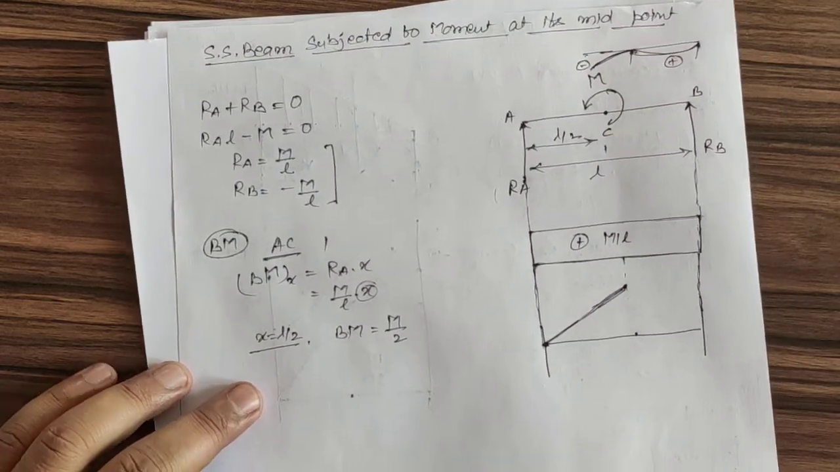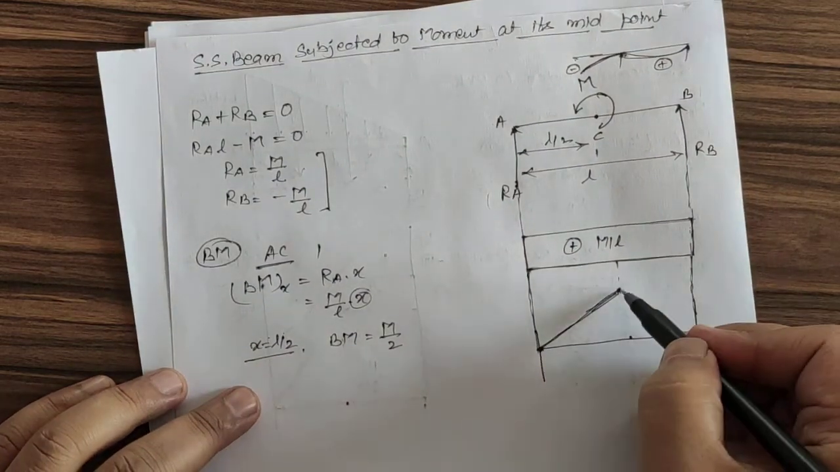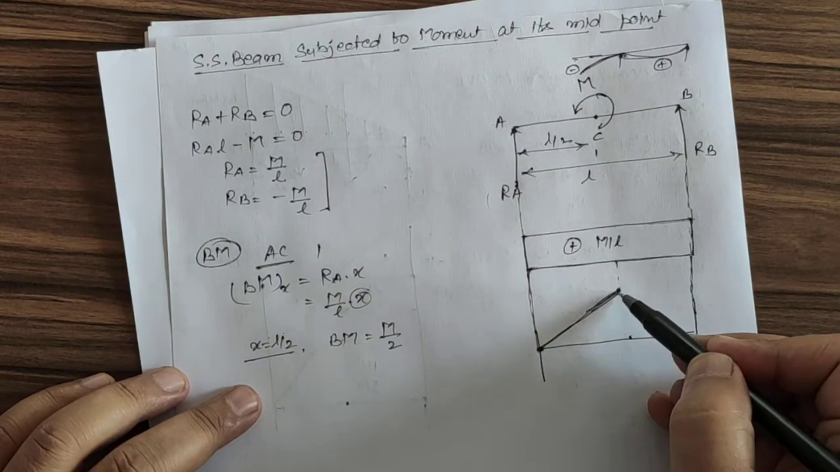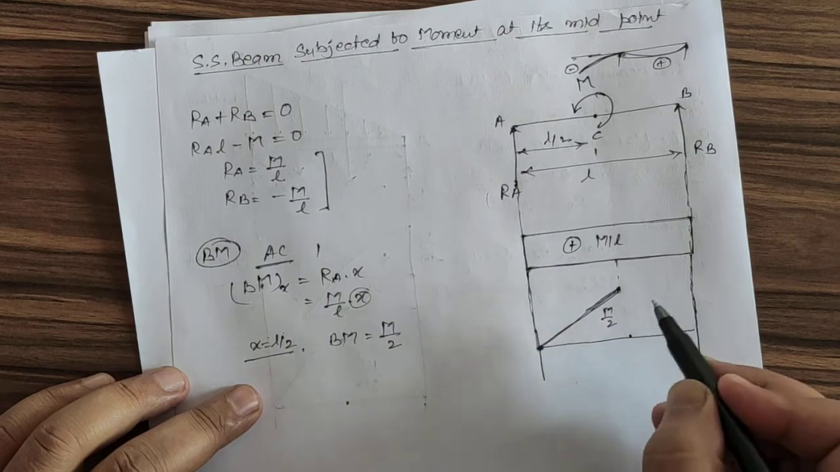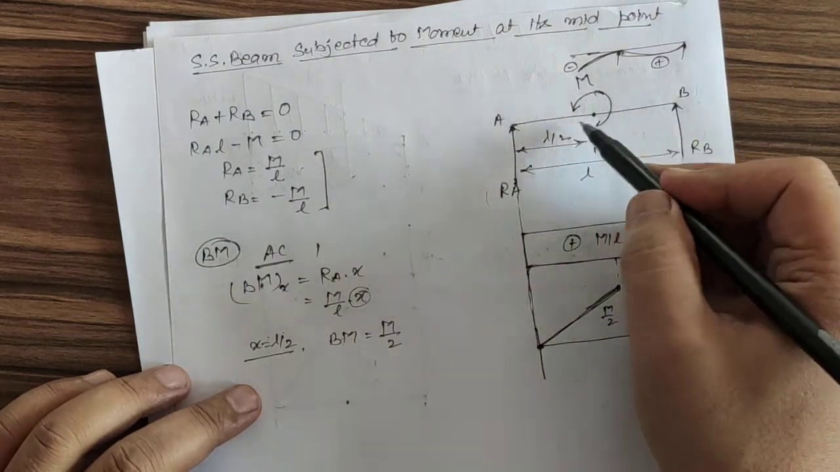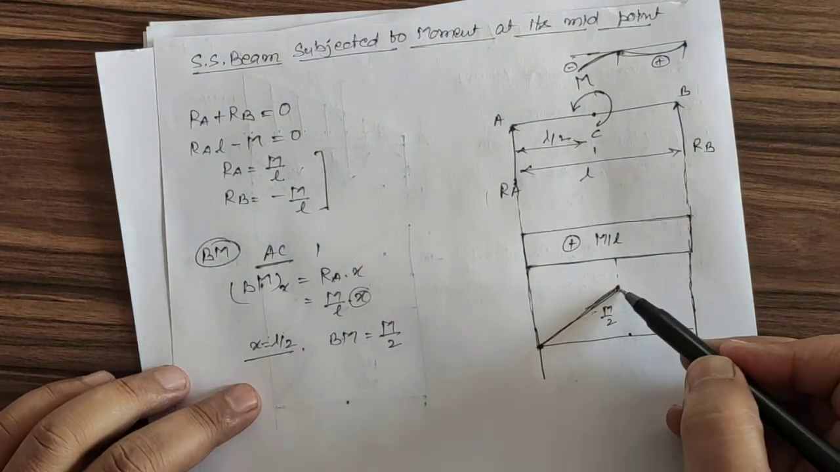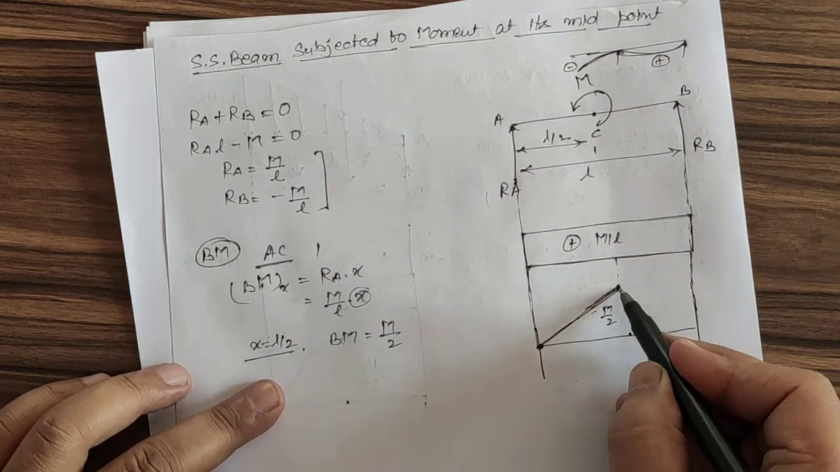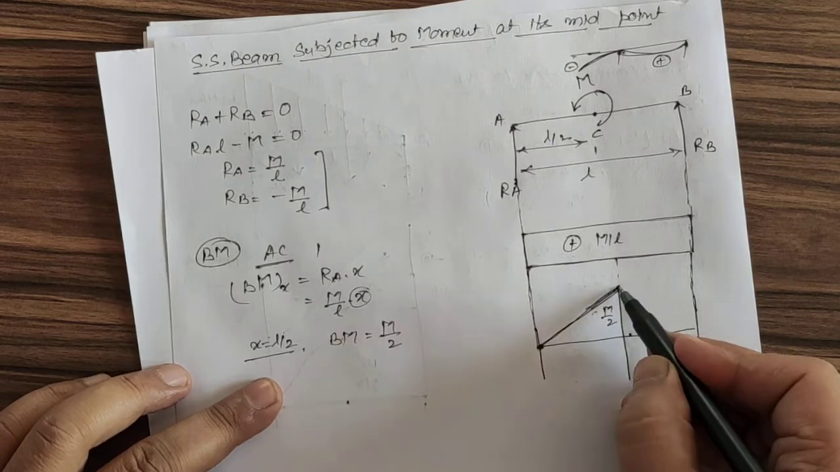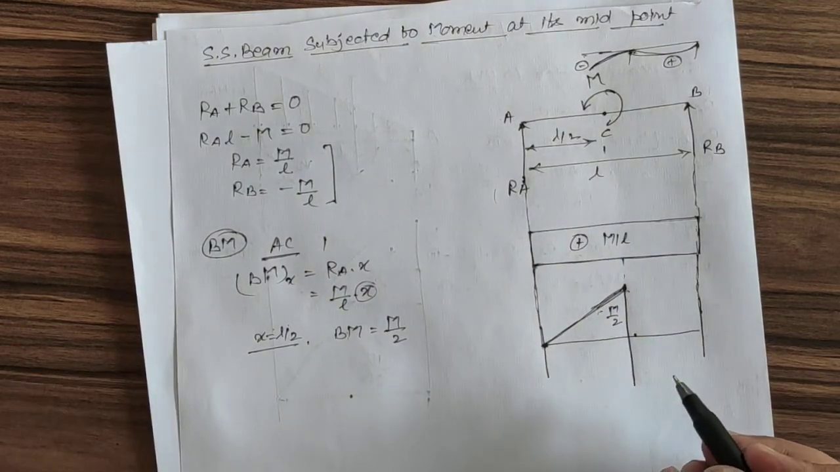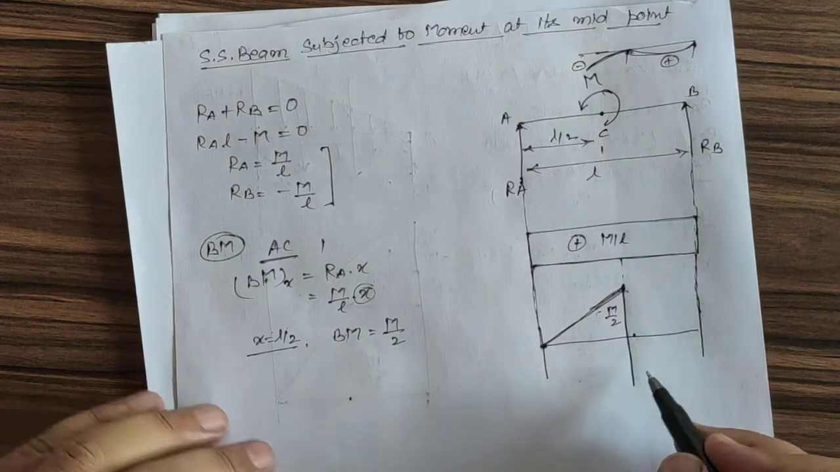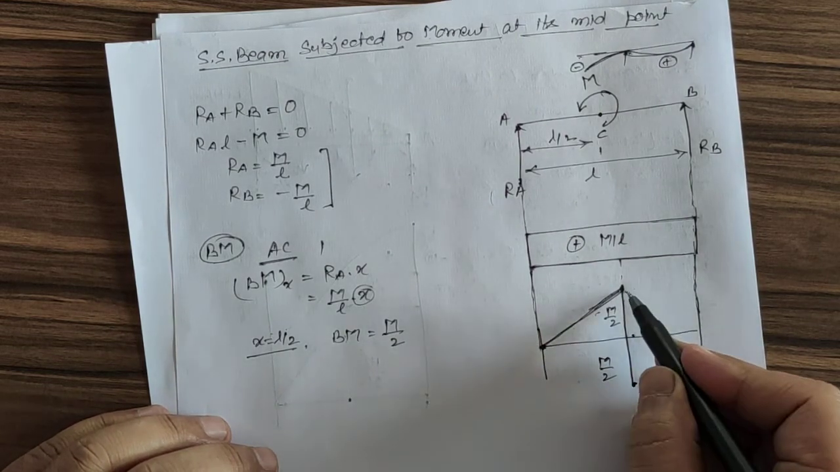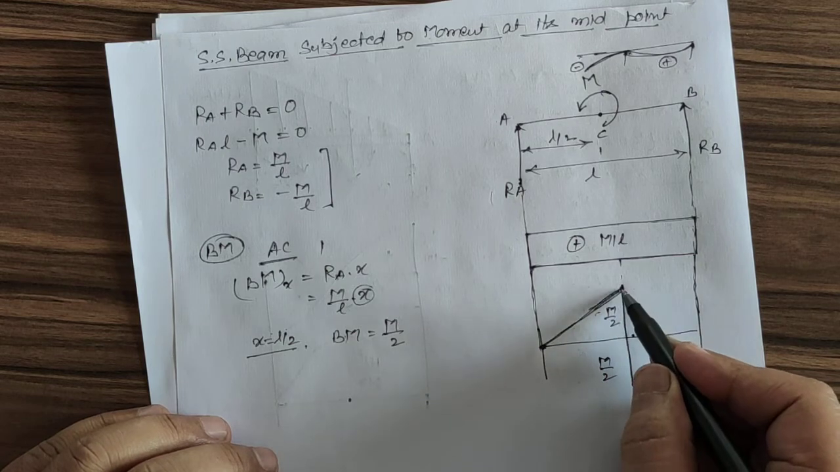Now, at point C, suddenly we have a bending moment. Up to point C, here we will have m by 2 value. Suddenly we have an anti-clockwise bending moment. This was clockwise, now anti-clockwise. Then we will have a sharp drop in the bending moment diagram. And this drop will be up to minus m by 2. This is the 0 line, and this was m by 2 at point C.